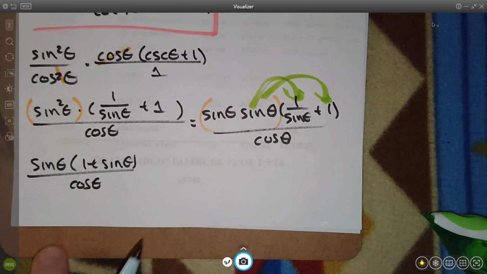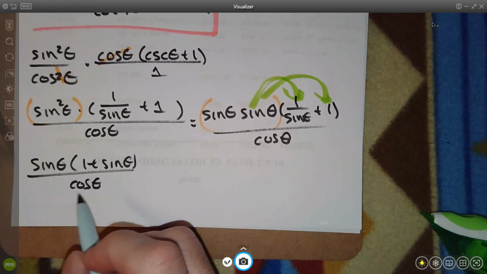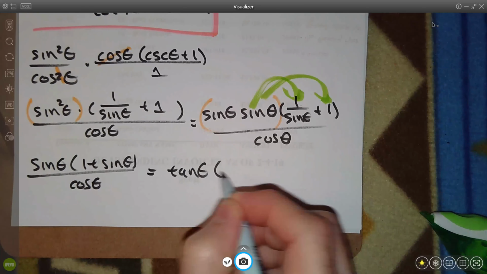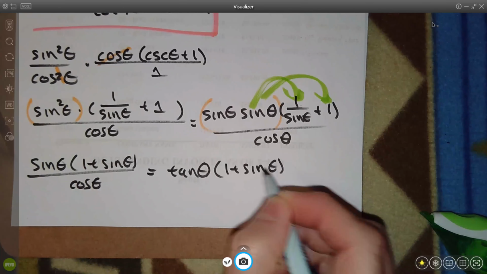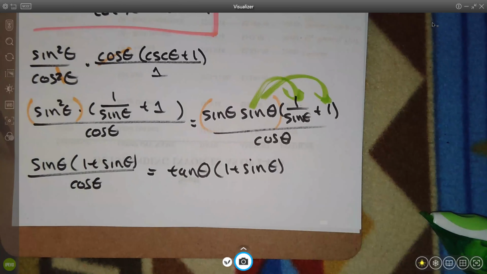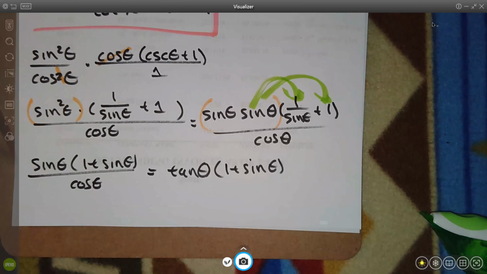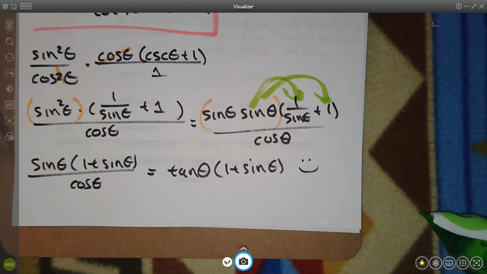I guess I'll finish it up this way. I'll write this: sine of theta divided by cosine of theta is tangent of theta. Tangent of theta times 1 plus sine of theta. And that's not a bad place to leave it. You could actually distribute this and do some other things. You know, there's a lot of different possibilities, but that's a good place to leave it. I think that's a nice, clean expression compared to the mess that we started out with.